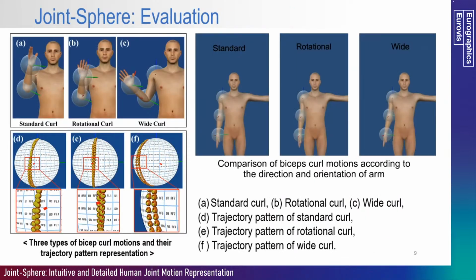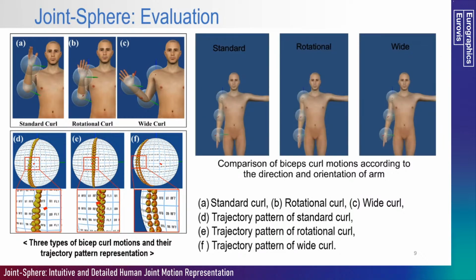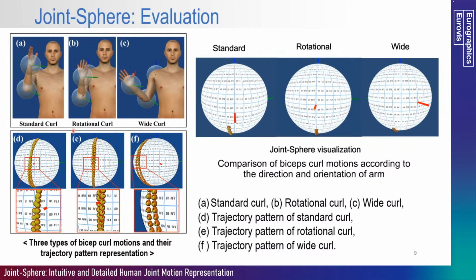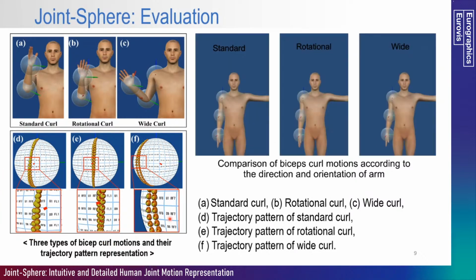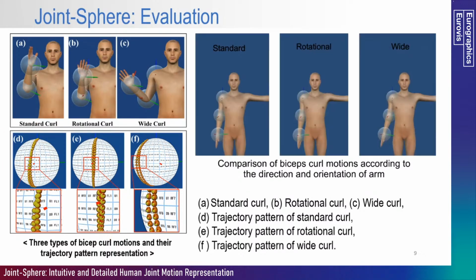The proposed joint sphere motion representation was evaluated using 3 variants of bicep curl exercises involving changes in the arm swing and twist. The first row shows the end poses of the right arm in the bicep curl exercises and their respective trajectory patterns for each movement in the lower rows. Figures D and E show that the trajectory pattern of arm swinging movement appears to be similar since the 2 vertical movements are similar in action.